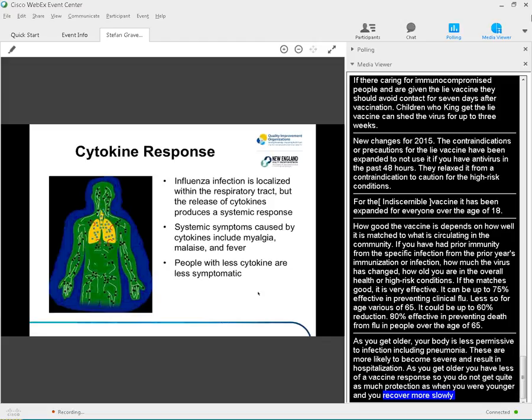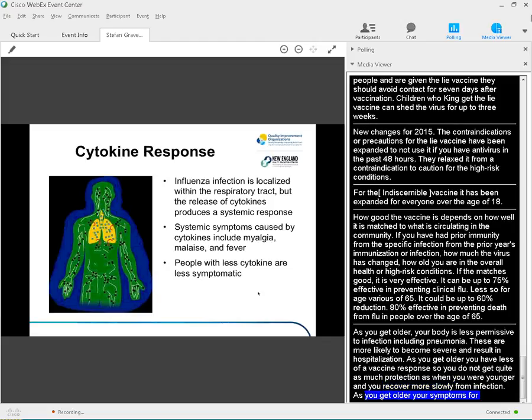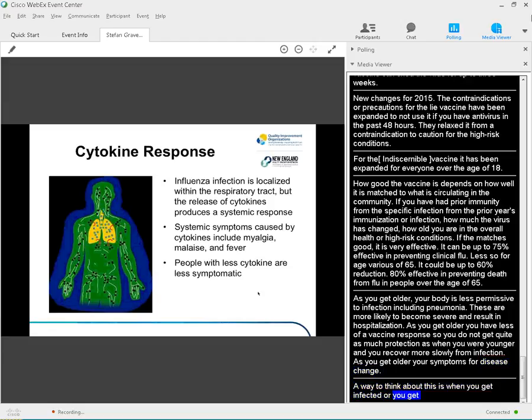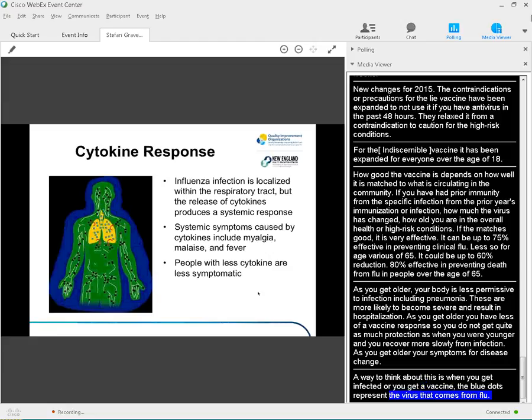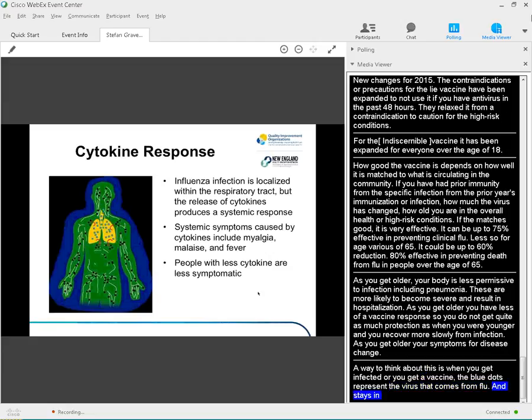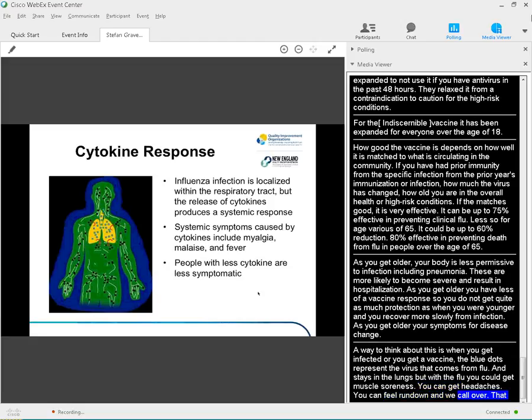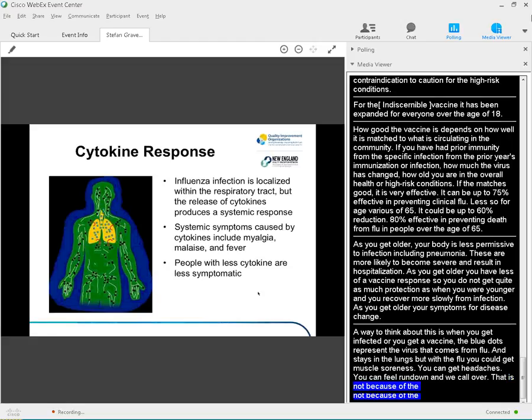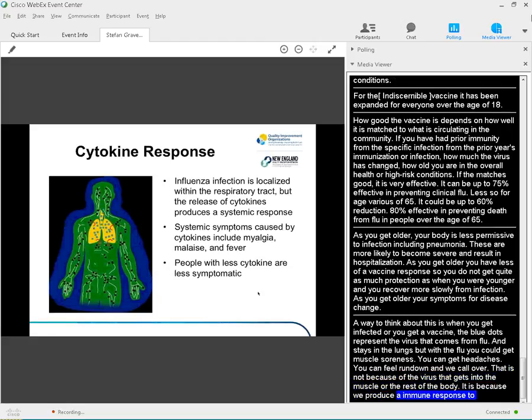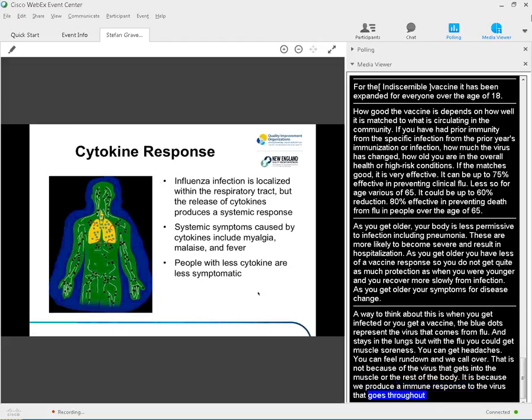So a way to think about this is when you get infected, the blue dots here represent the virus that comes from flu. It stays in the lungs, but you may know that with flu you can get muscle soreness or myalgias. You can get headaches, you can feel run down and just feel weak all over. That's not because of virus that gets into the muscles or the rest of the body. It's because we produce an immune response to the virus, cytokines that go throughout the body. They cause the muscle aches, the soreness, the fatigue, the malaise, and so forth. So it's not infection through the body, but cytokines.